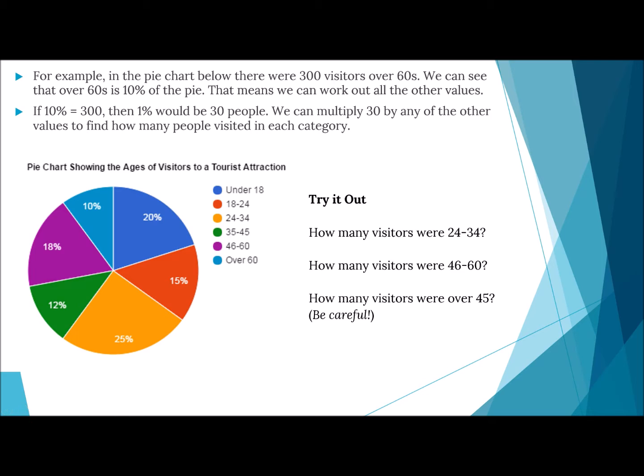Because if 300 is 10%, then we can say 1% of the visitors would be 30 people, just dividing by 10. We can then multiply 30 by any of the other values to find out how many people visited in each category. So if you'd like to have a go at that, there's 3 questions to try. If you want to pause, we'll carry on the next slide. This could be quite a good question for those of you that want to practice your multiplication by hand rather than on the calculator. You could do that for this question.